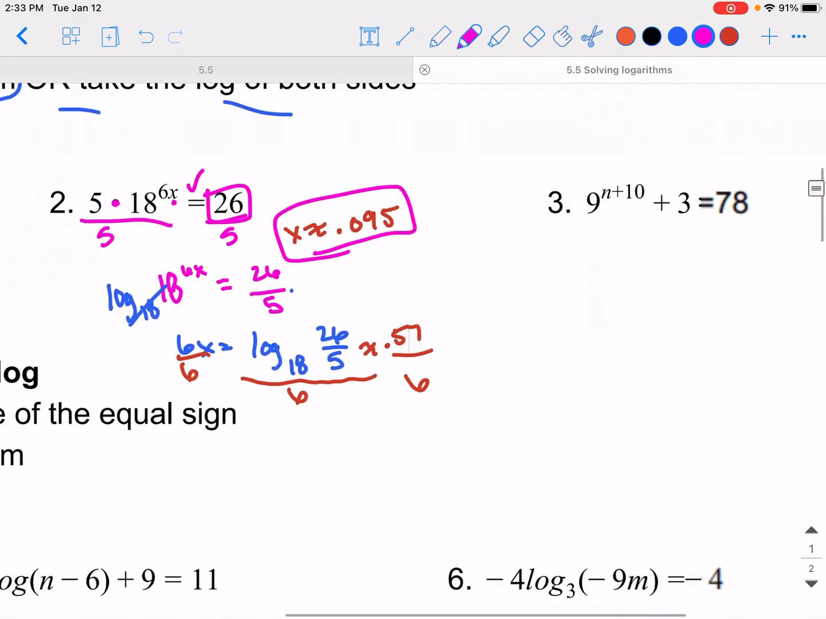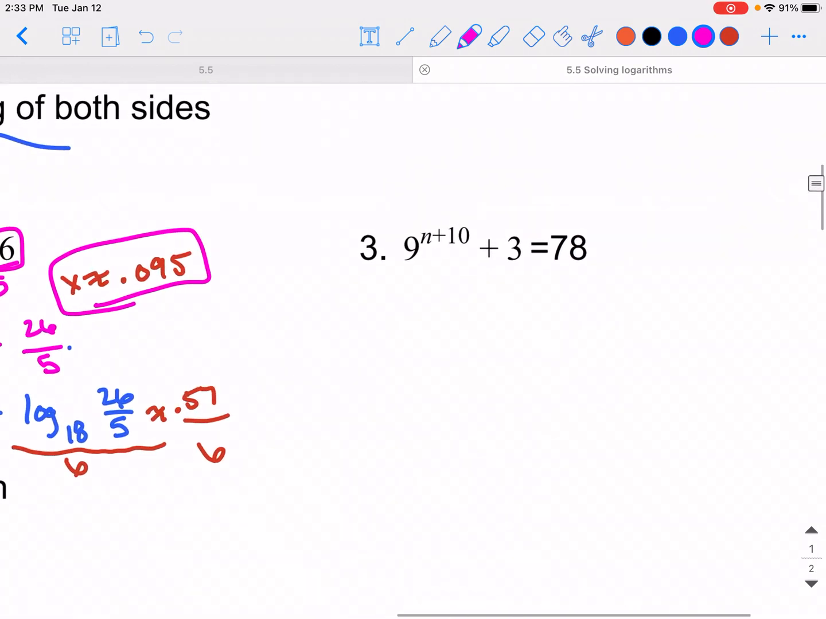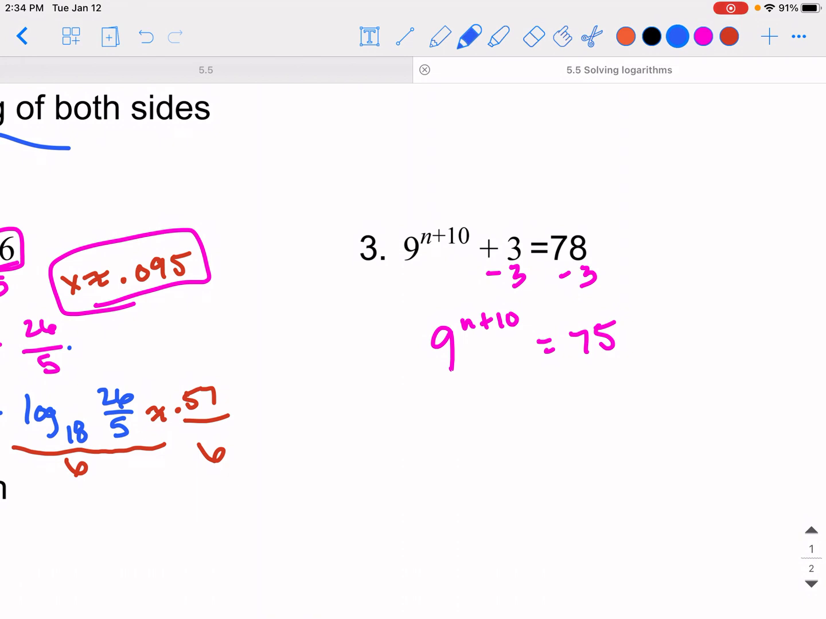Okay, so go ahead and look at number 3 here. We want to get our exponent by itself, so subtract 3. 9 to the n plus 10 equals 75. We want to get rid of our base. We can use our log base 9 that we've been practicing with. What I do to one side, I do to the other. So n plus 10 is now equal to log base 9 of 75.